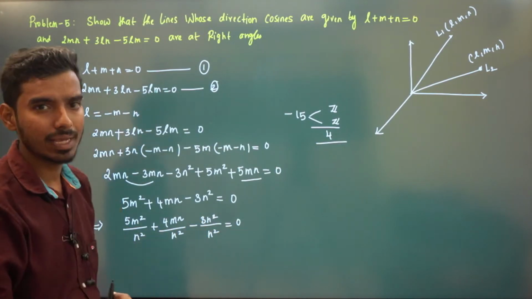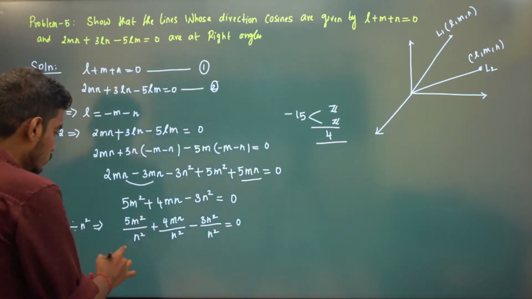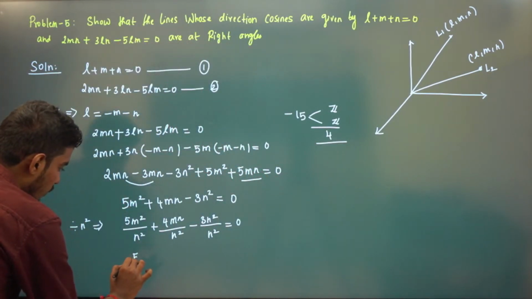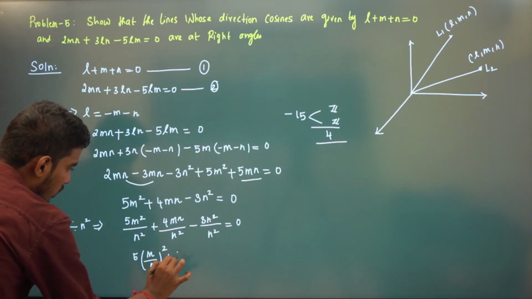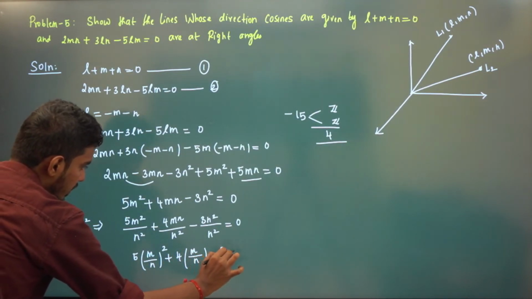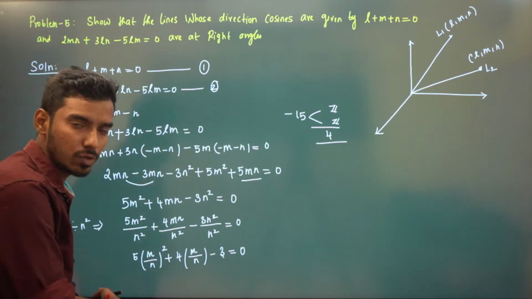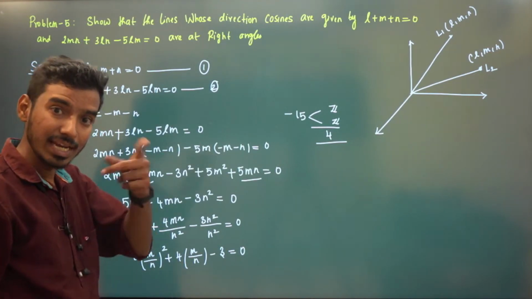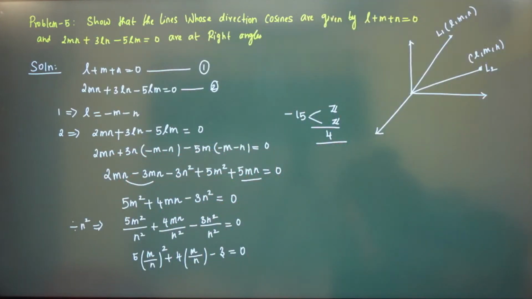You can also divide by m square also, but I am dividing by n square, right? So this is same as 5 times (m by n) whole square plus 4 times m by n minus 3 is equal to 0. Right? Now, can we visualize this as a quadratic equation in m by n?